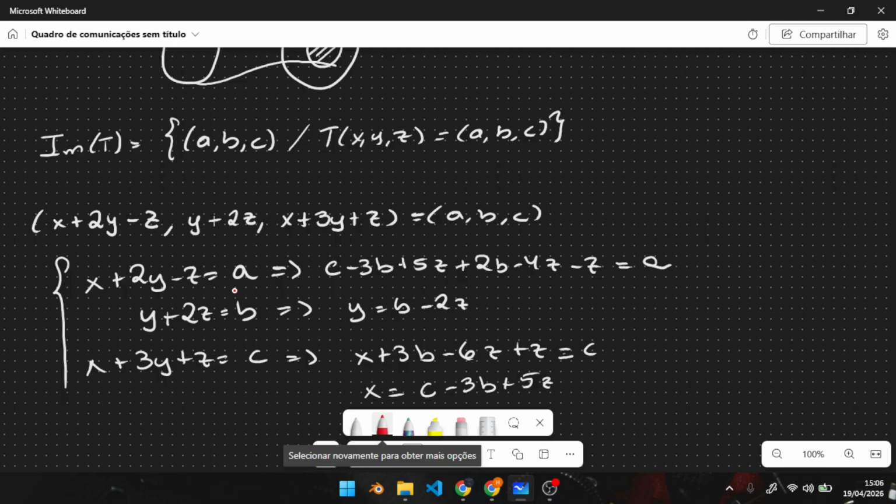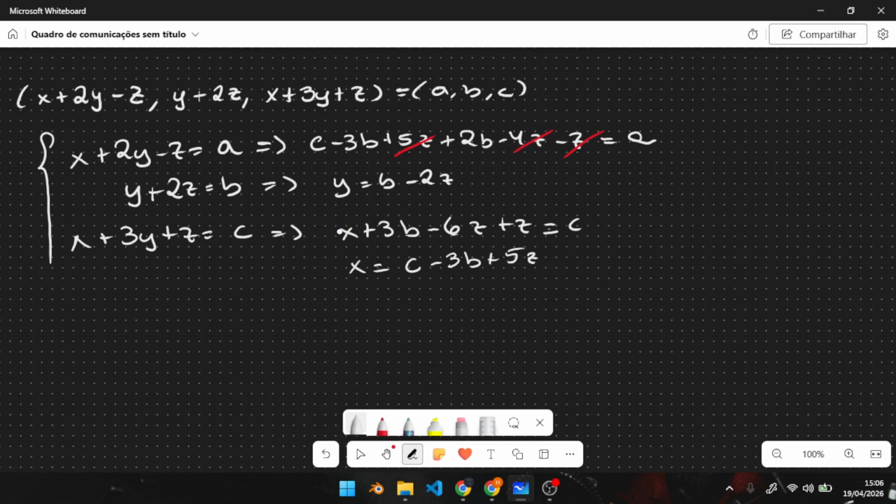And then you can cancel a few things here. 5z minus 4z minus 5z, so that's minus 4z minus z, that's minus 5z, plus 5z, that's 0. So you cancel that. And minus 3b plus 2b, that's going to be minus b. Yeah, you can't cancel anything anymore, so I'm going to stop here. You're going to have that c minus b is a. Okay, that means that a plus b minus c is 0.